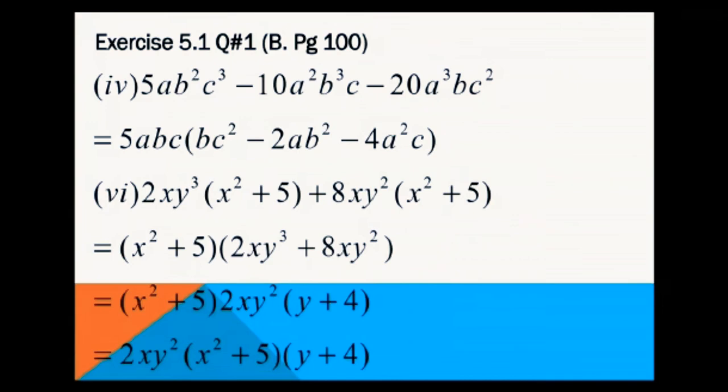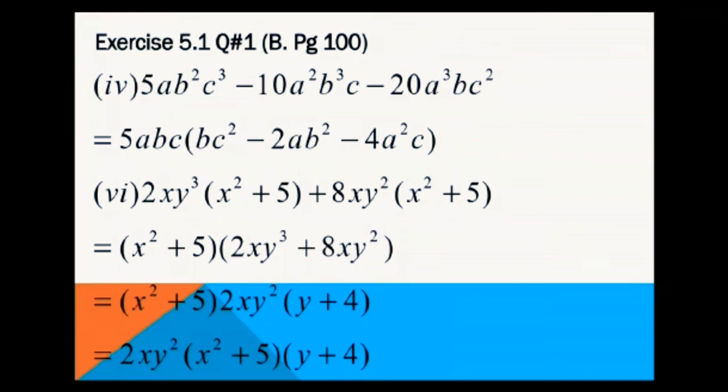The sixth part now: 2xy cube into x square plus 5 plus 8xy square into x square plus 5. Now this expression is given to you. First again what you will check, what is common in between them. So the x square plus 5 expression is common. So it will come out. Separately we will write, and 2xy cube plus 8xy square will come together in one bracket.